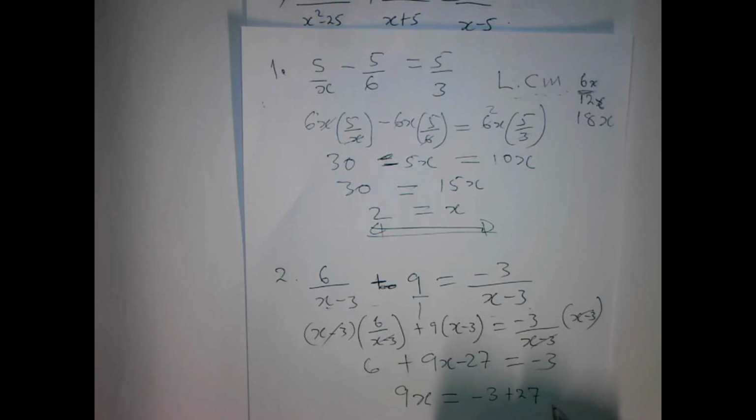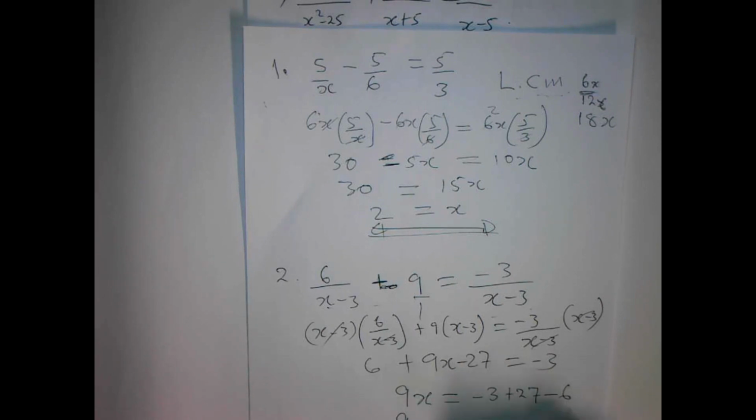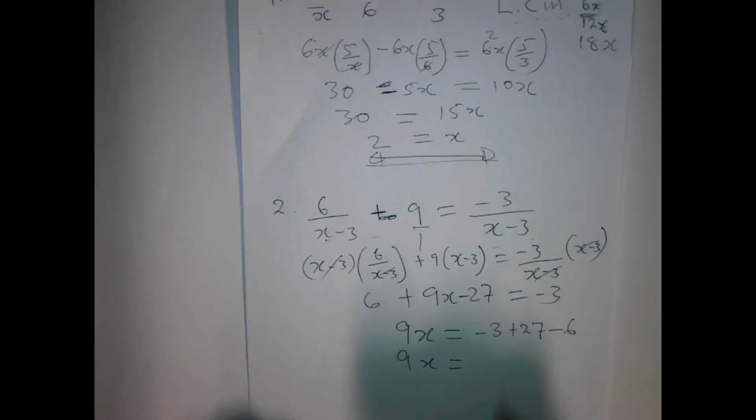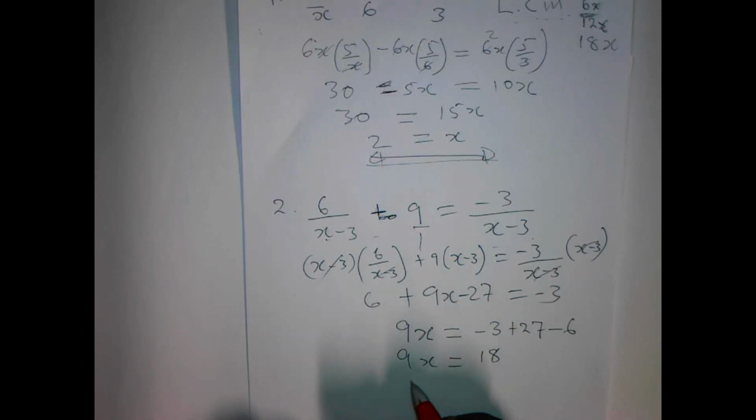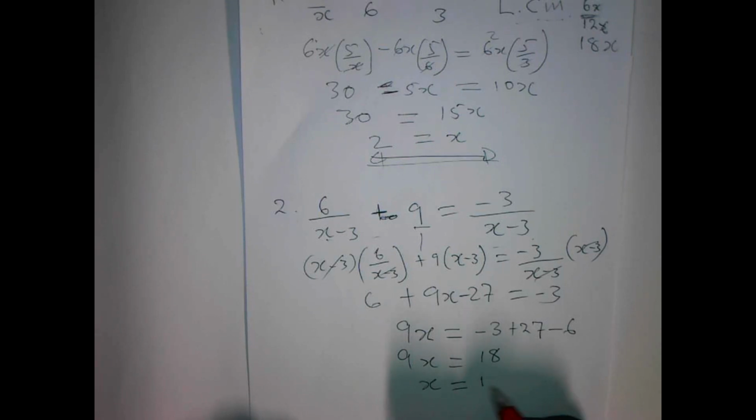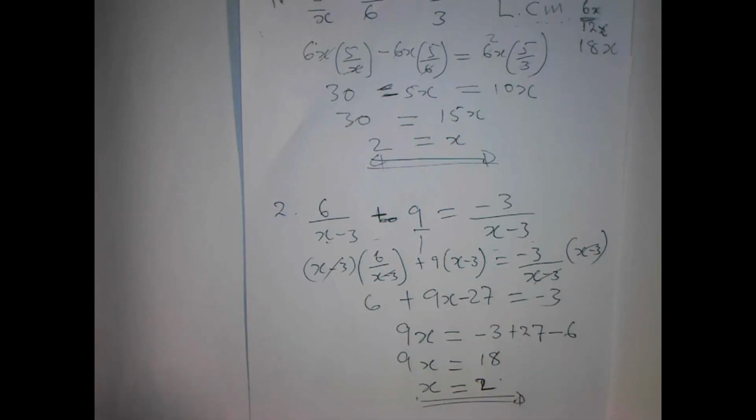Take note that when the term crosses an equal sign, it changes sign. So minus 6. 9x is equal to, you can use your calculator, but I think this is mental. You can get your 18. Then you divide by 9 throughout to get x is equal to 2. After dividing throughout, how simple it is really to deal with the rational equation.